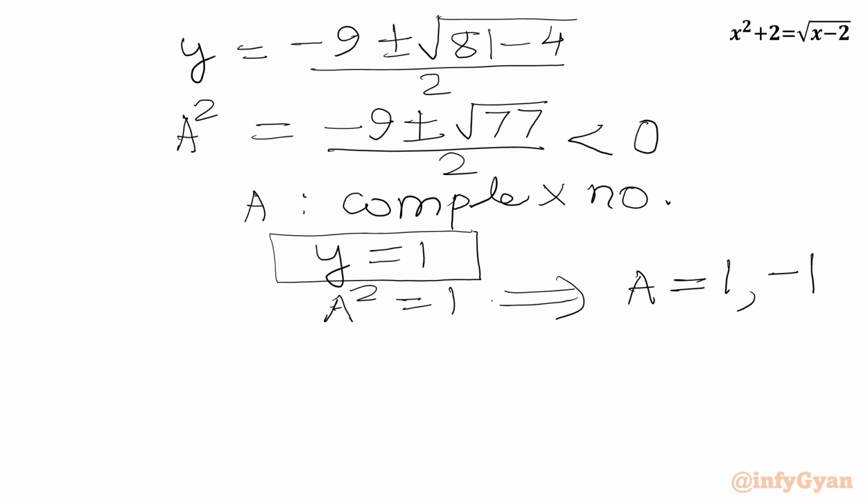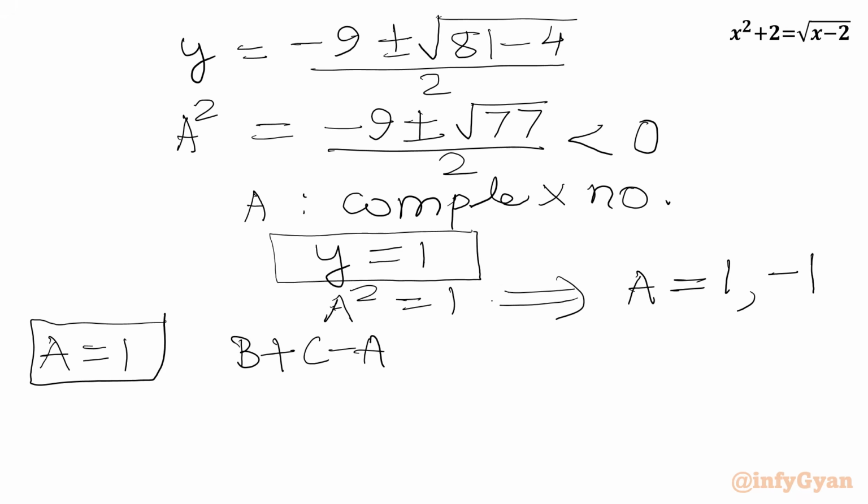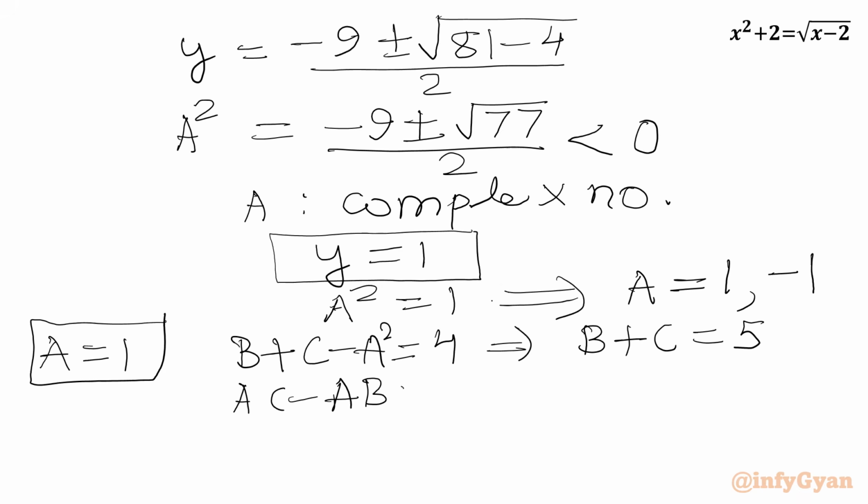Now we will consider the a equal to plus 1 case. Let me write both the equations. b plus c minus a square, this was equal to 4. Once we put a equal to 1, we will be getting b plus c minus 1 equal to 4, or b plus c equal to 5. The second equation was ac minus ab equal to -1.